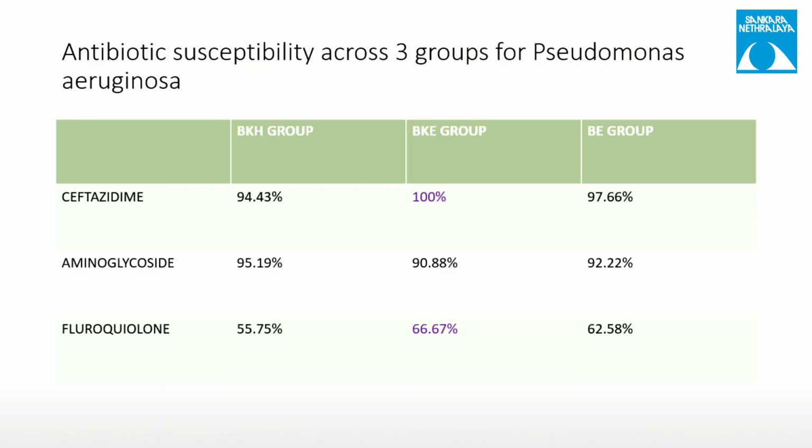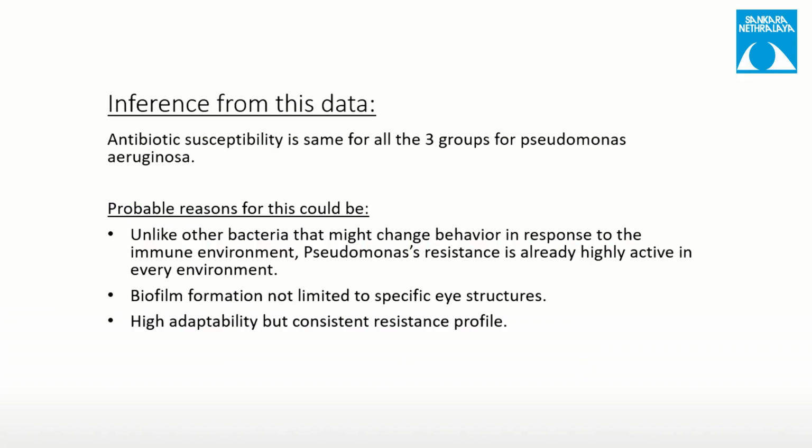The probable reason for this could be that, unlike other bacteria that change their behavior in response to the immune environment, Pseudomonas is already highly resistant in every environment. Biofilm formation is not limited to specific eye structures, and there is high adaptability but a consistent resistance profile, which means Pseudomonas is already resistant whether it be in the cornea or the vitreous cavity.